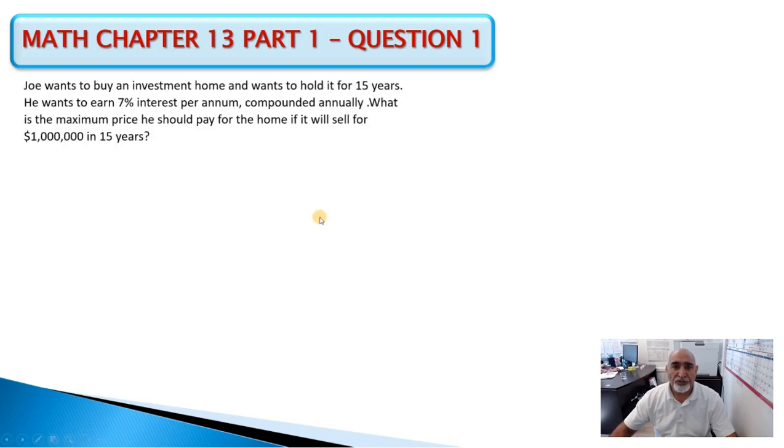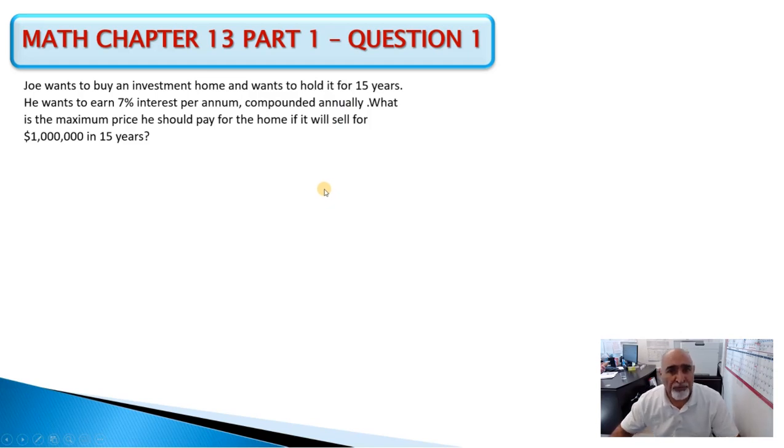Question: Joe wants to buy an investment home and wants to hold it for 5 years. He wants to earn 9% interest, J4 equals 9%. He wants to calculate the quarterly interest-only payment for the loan. The loan amount is $560,000, the loan term is 5 years, and the interest rate is J4 equals 9% per annum. Right away, timeline diagram. J1 equals 7%.